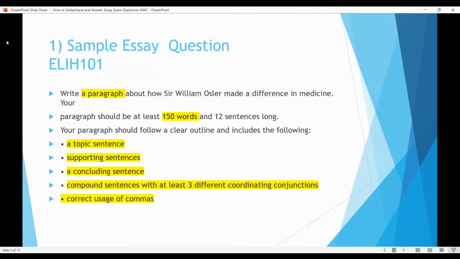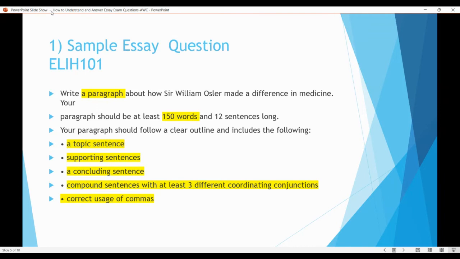Now, again, your paragraph should follow a clear outline and include the following. Here is a very clear-cut instruction: when you write a paragraph, it should have a topic sentence. That means you must begin your essay with a topic sentence. And before you write, you need to think, what can be the best topic sentence for Sir William Osler?